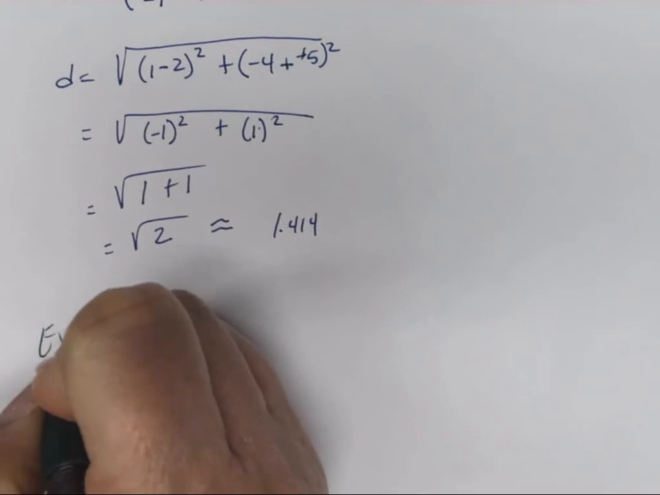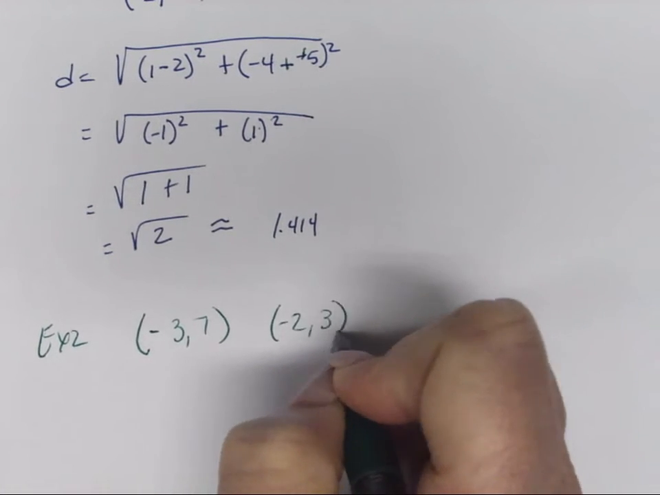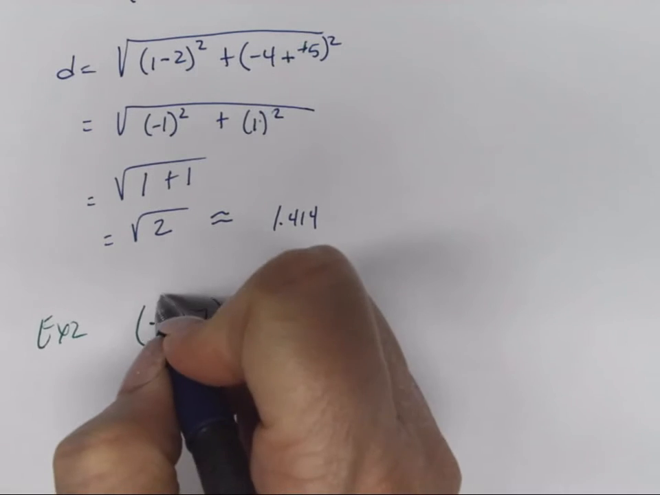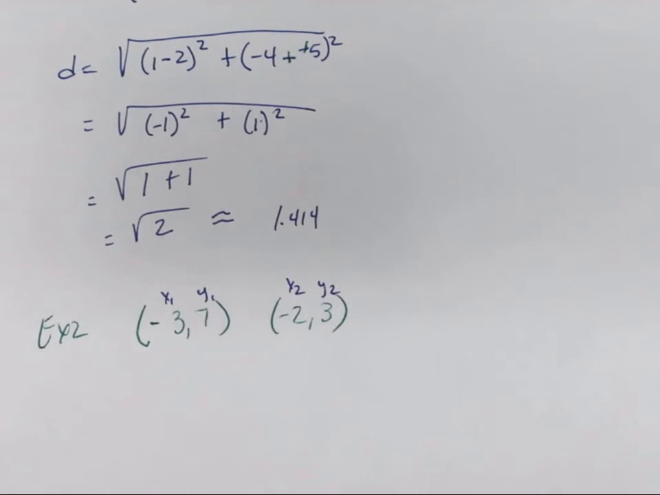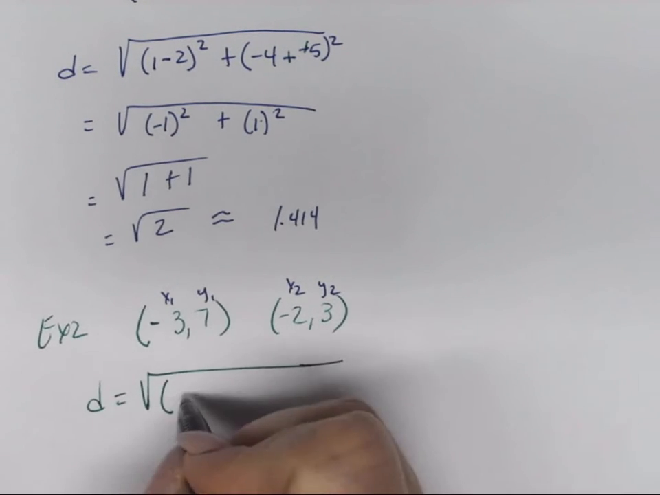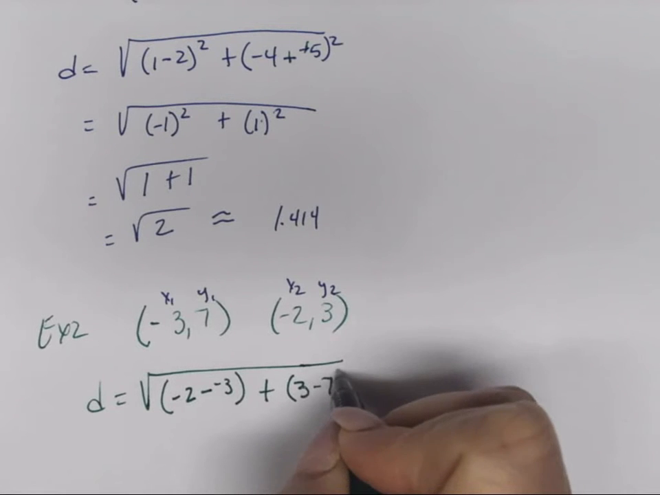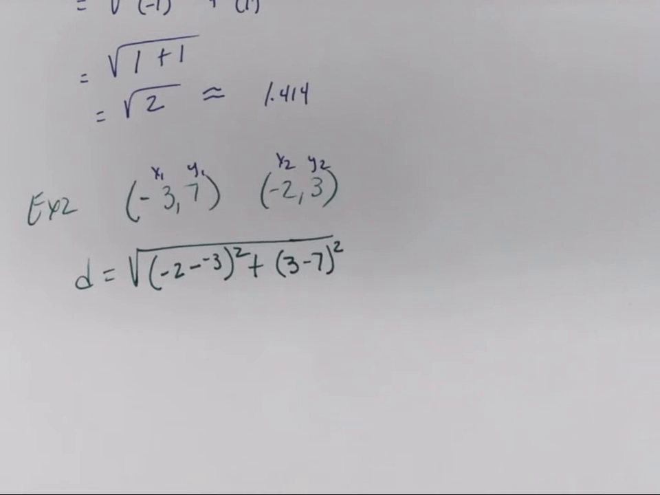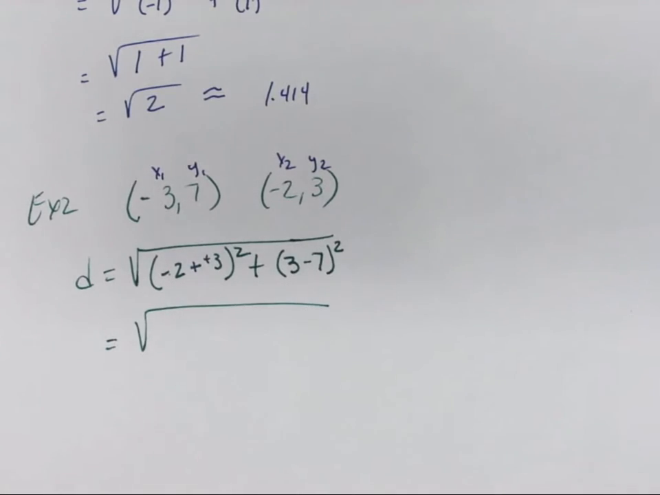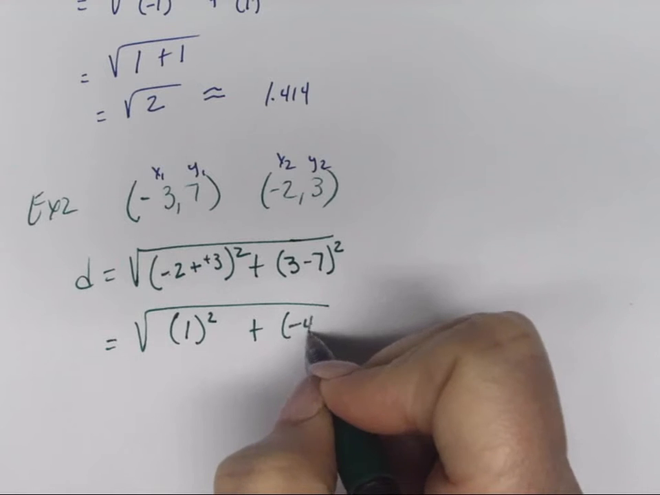All right, let's go look at a second problem. So this would be example two, and we are looking at negative 3, 7, and negative 2, 3. All right, so again, we're going to label those points, so x1, y1, x2, y2. So now we have the distance is equal to that square root of the x's. So negative 2 minus a negative 3 plus the difference of the y's, 3 minus 7. And make sure you square both of those. So we'll have the square root, negative 2, remember that's going to become a positive 3. So 3 minus 2 will get us 1 squared. 3 minus 7 will get us negative 4 squared.